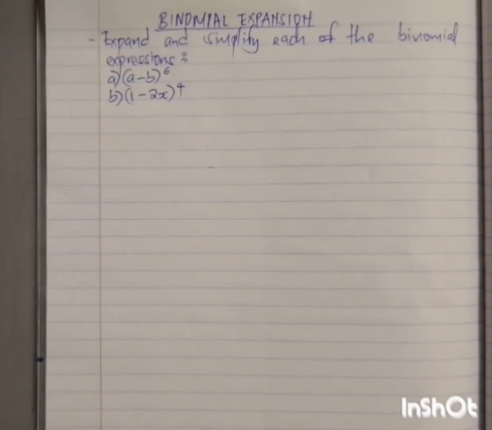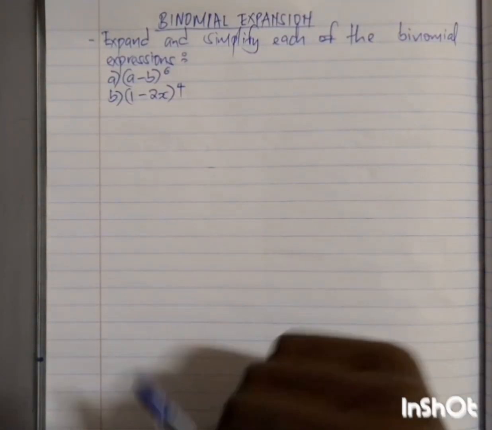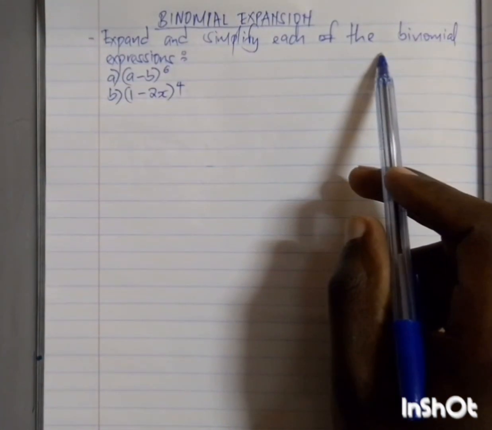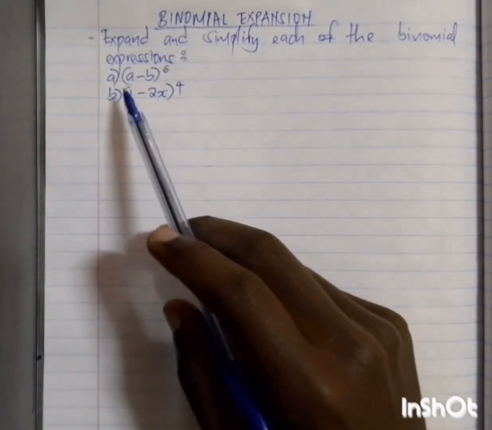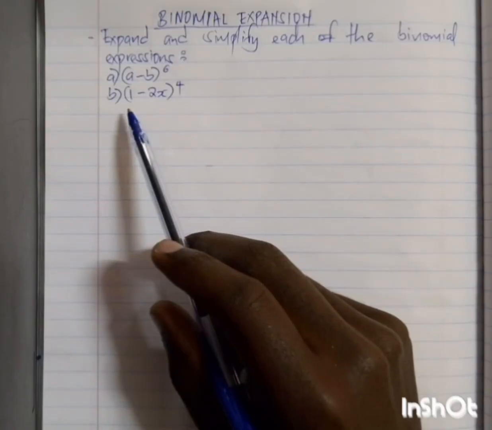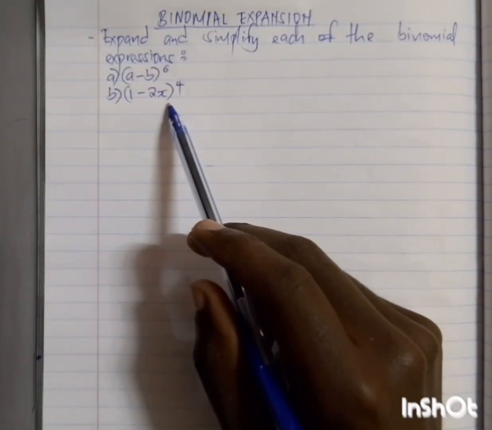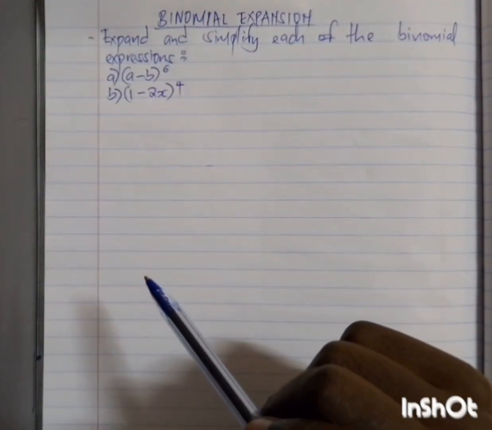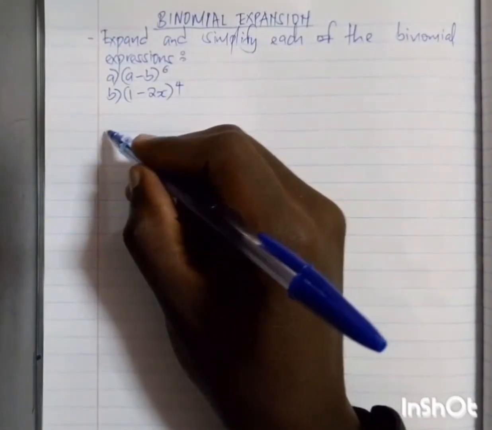So today we are going to be looking at binomial expansion. And we have a question. Expand and simplify each of the binomial expressions. Part A, (a − b) to the power 6. And part B, (1 − 2x) to the power 4. So we are going to start with part A.